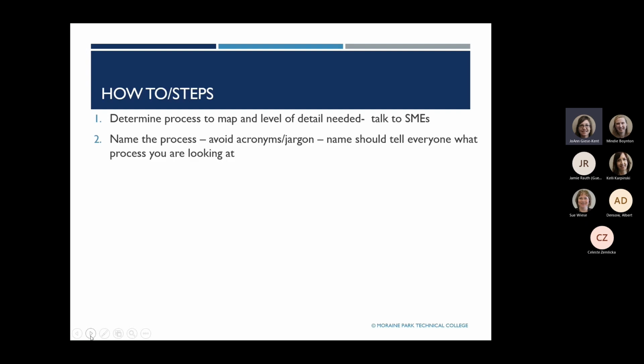You've got to name the process, and make it a name that everybody understands. Don't use acronyms or jargon. Again, the third step is how does this process start, and what's your end point? What's the end goal? That's really setting and showing the scope of the project or the scope of the process.